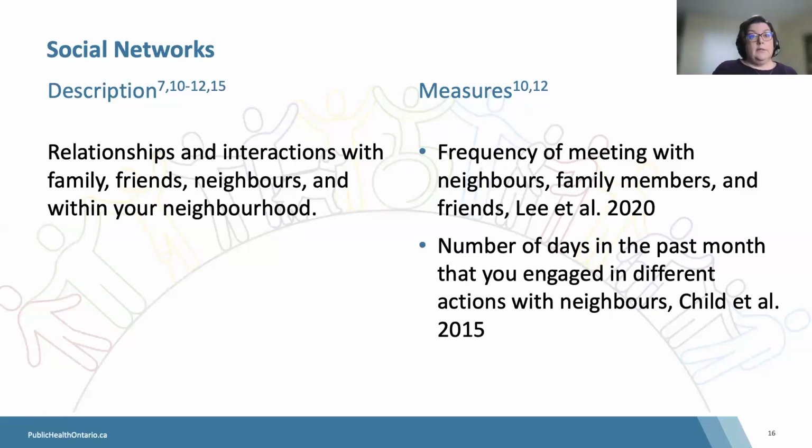So the Go Well survey, and that's the project that I mentioned in Scotland. They had 3 items that measure how many days per week do you speak to neighbors, meet with relatives and friends, or the numbers of days in the past month that participants engaged in 9 different actions with neighbors. So for example, I waved to a neighbor, I spoke to a neighbor. So those are some of the measurement tools, scales rather, that were used in the included papers.